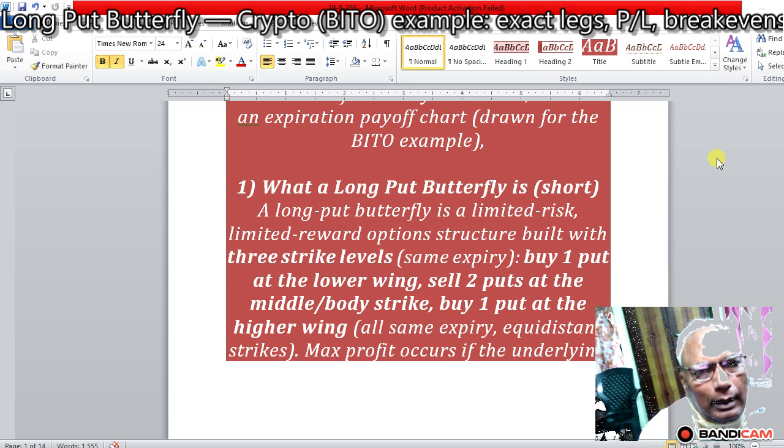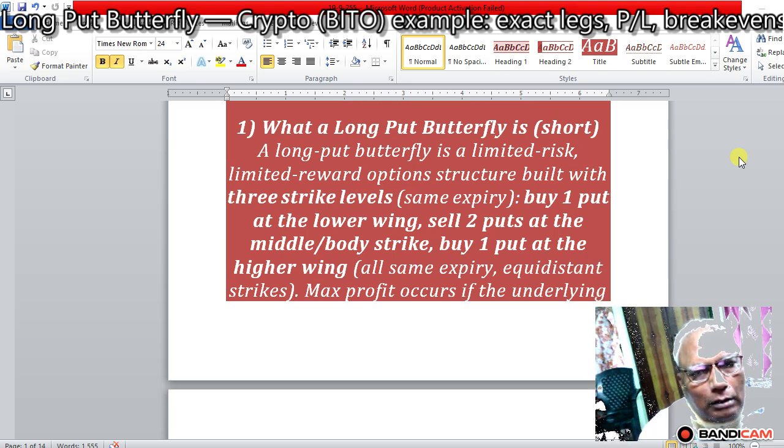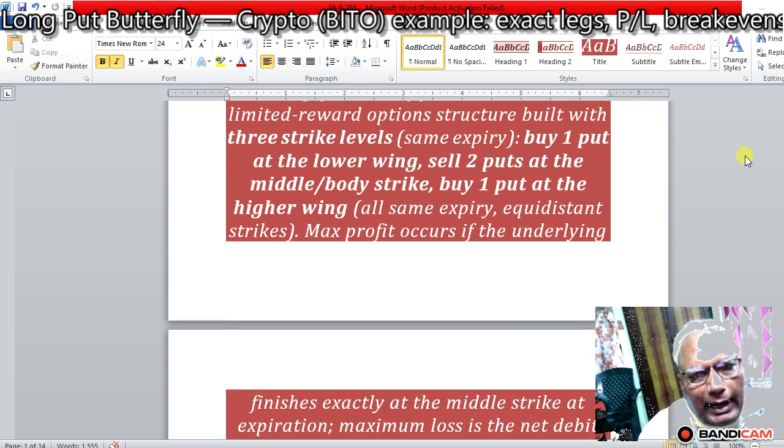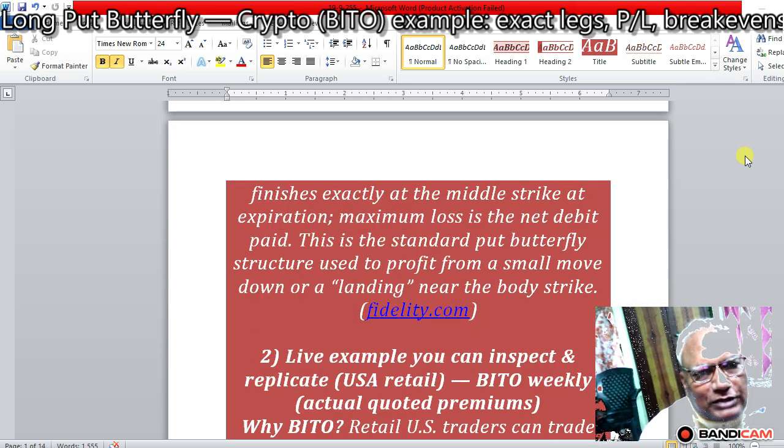In short, a long put butterfly is a limited risk, limited reward option structure built with 3 strike levels, same expiry. Buy 1 put at the lower wing, sell 2 puts at the middle, and buy 1 put at the upper wing. All same expiry, equidistant strikes. Maximum profit occurs if the price finishes exactly at the middle strike at expiration.